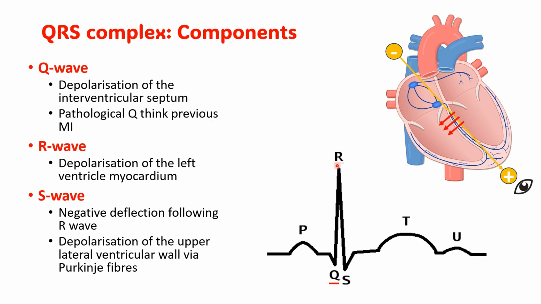Let's move on to the R wave, which is depolarization of the left ventricle myocardium. Depolarization is going to happen from right to left. Okay, and we can see we've got depolarization happening towards our positive pole. So therefore, it's going to present as a positive deflection on the ECG trace.